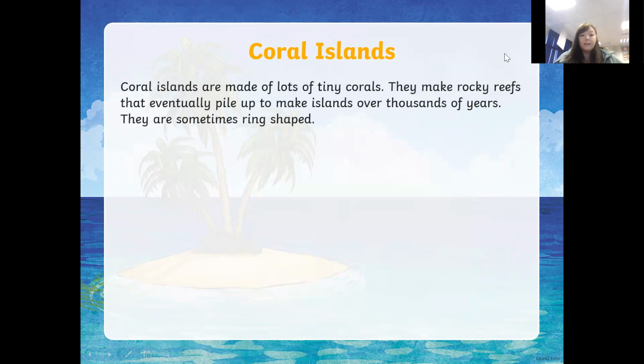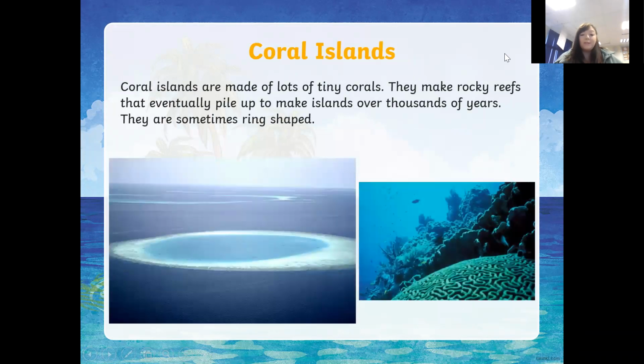Coral islands. Coral islands are made of lots of tiny corals. They make rocky reefs that eventually pile up to make islands over thousands of years. They are sometimes ring-shaped. You can see that here.